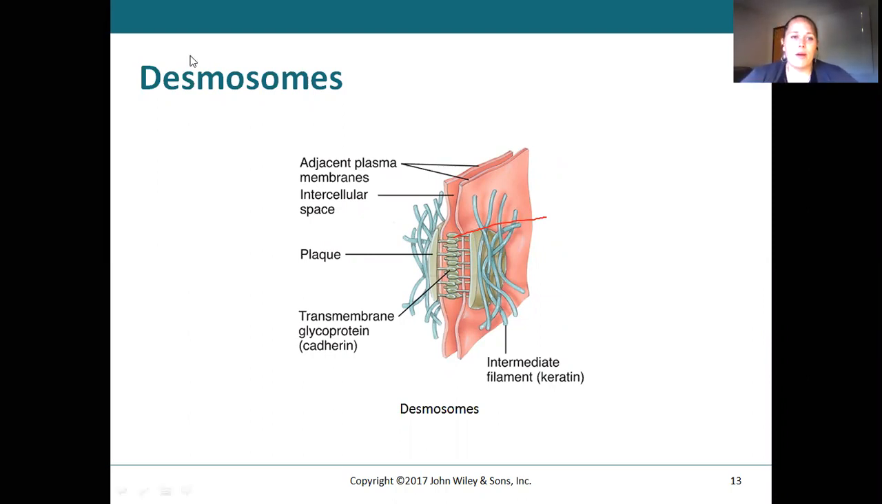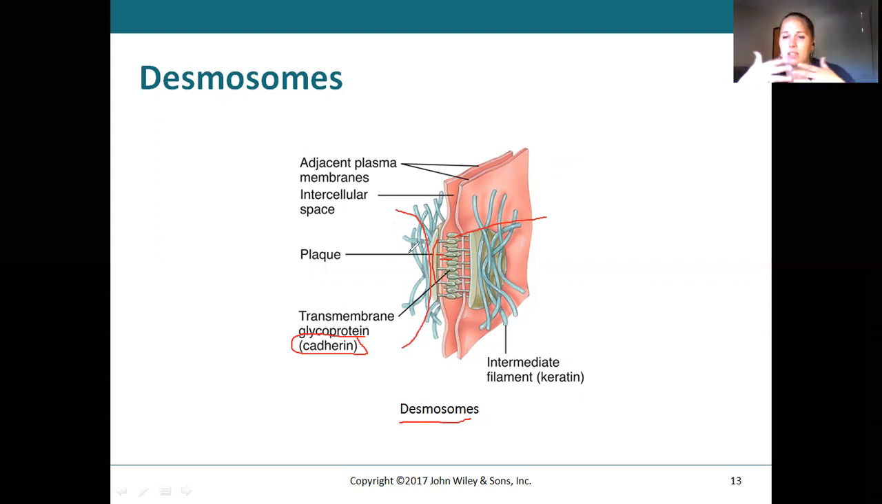Desmosomes are another type of junction. You can see here that these desmosomes also have these transmembrane proteins, these glycoproteins. In the case of desmosomes, that glycoprotein is called cadherin. Adhesive cadherin, and then you also have a plaque that's the base of where that cadherin is anchored. What's interesting here is that you also have this intermediate filament or keratin that is interacting with the plaque.